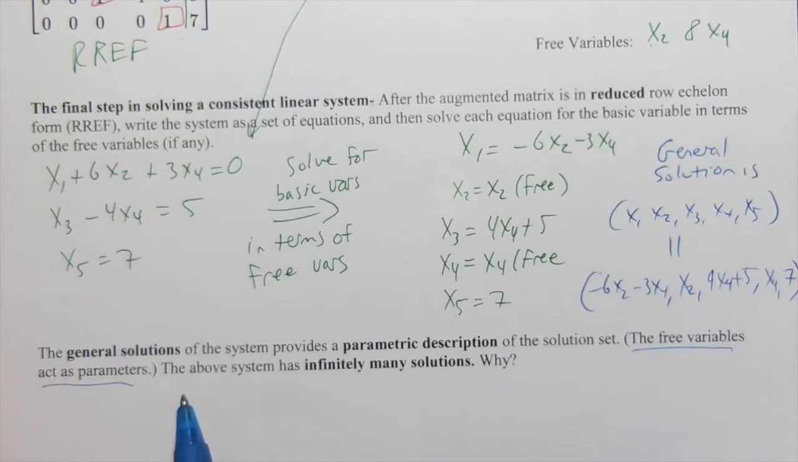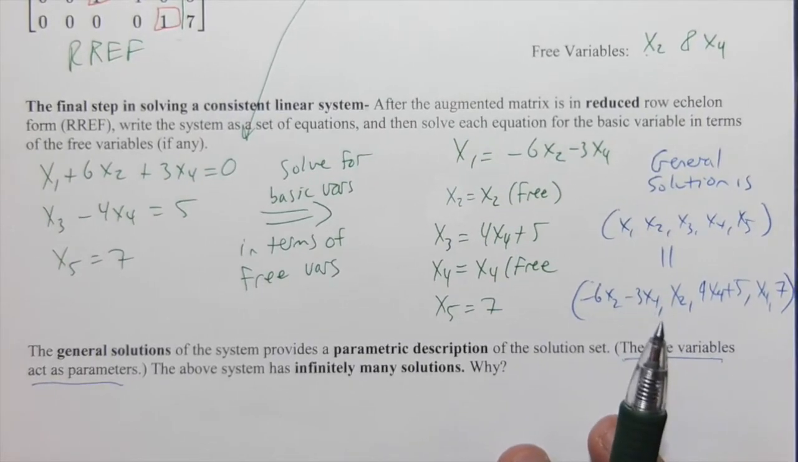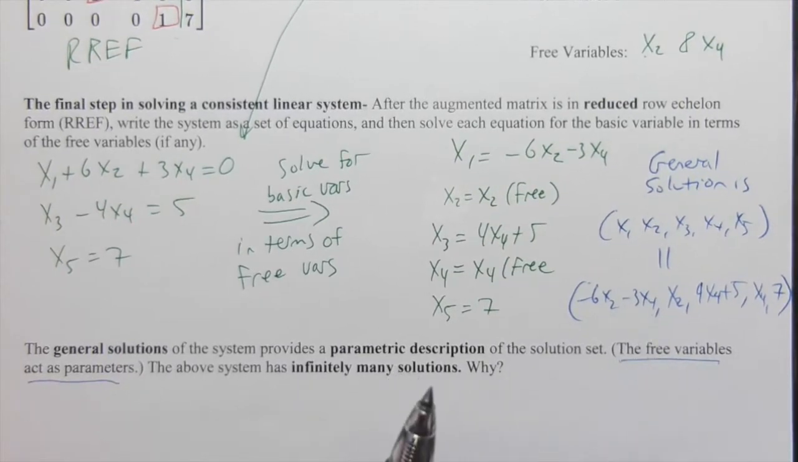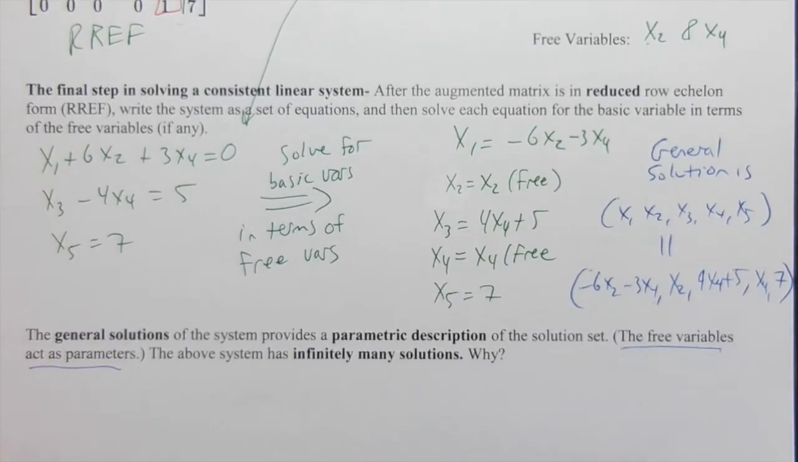Now take a second to think about the last question here. This solution has infinitely many possible solutions. Why is that? Just take a second and think, how is it that we could get infinitely many solutions from that one? Well, hopefully you were thinking about, because you can plug anything into x2 and x4, right? Those are free variables, which means they can be anything. And so whatever you plug into the x2 and x4 becomes a solution. And since you can plug infinitely many things in, there's infinitely many possible solutions.